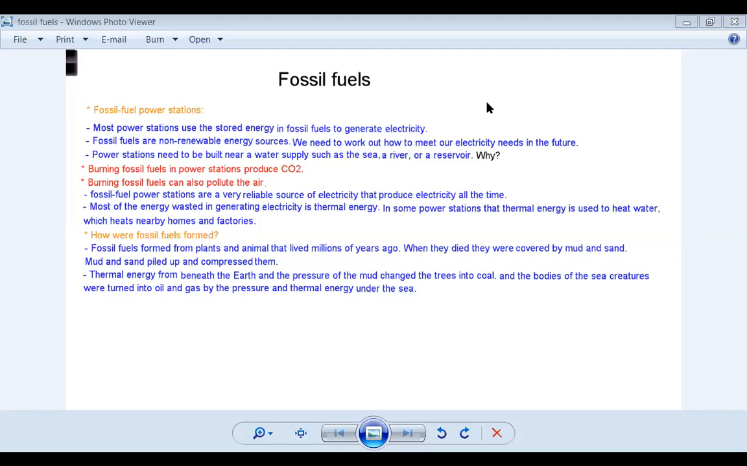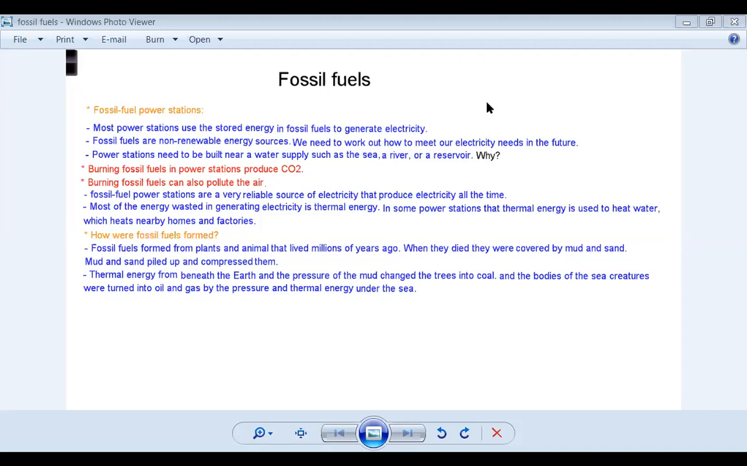Fossil fuel power stations are a very reliable source of electricity that produce electricity all the time. As we saw in the video, they can create a very high voltage that can be delivered to the homes, factories, or any other consumers. That's why it's reliable, okay?